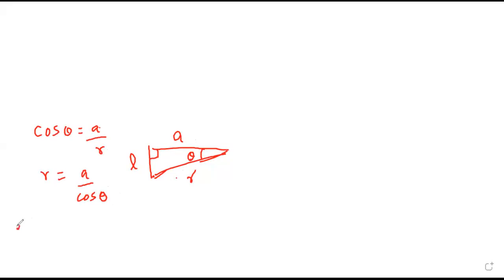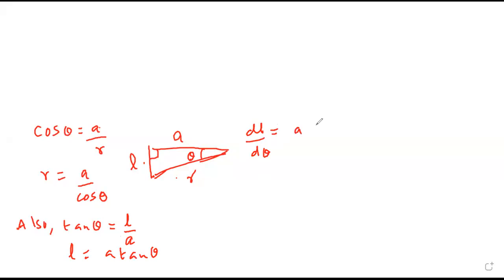What is tan theta? Opposite side L by A. Tan theta is L by A. L will become A tan theta. So can I say that dl upon d theta will be A into sec square theta? So from this, dl will be A sec square theta d theta.